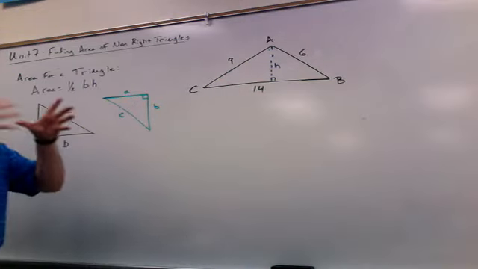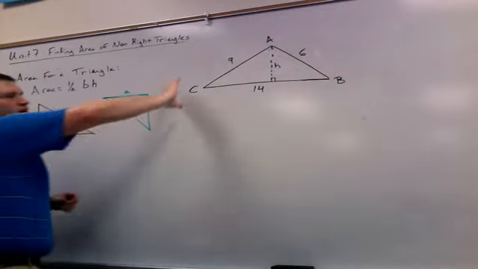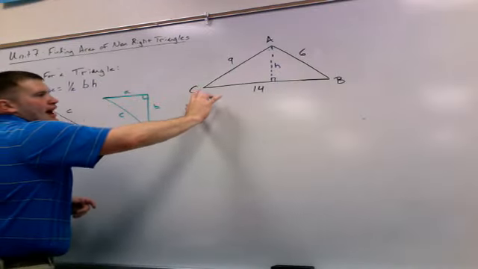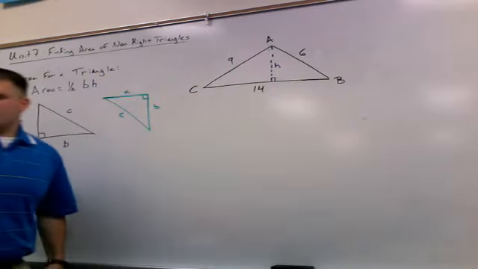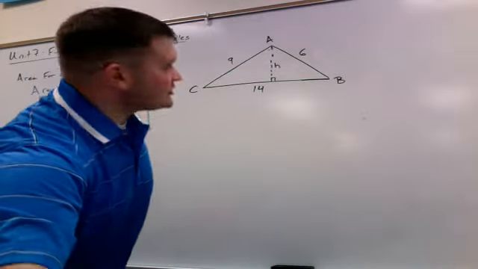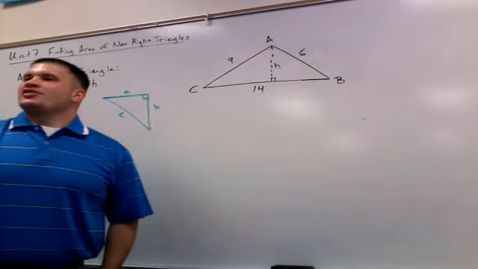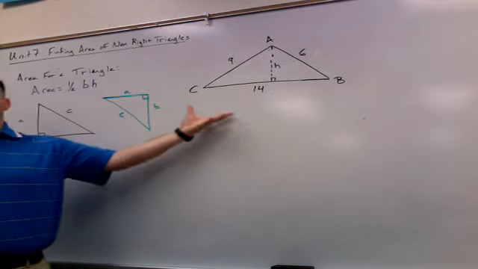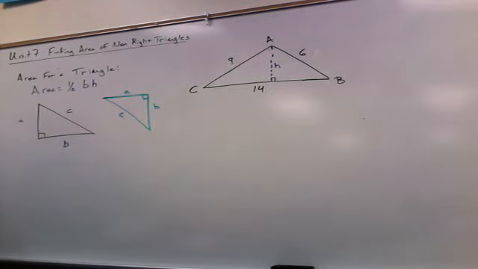Now looking back at the non-right triangle, look back at only the black triangle. How can I find either C or B? What should I use? Nope. Law of cosines. When you have all three sides, use law of cosines. So in this triangle, we're going to start by using the law of cosines to find C or B.